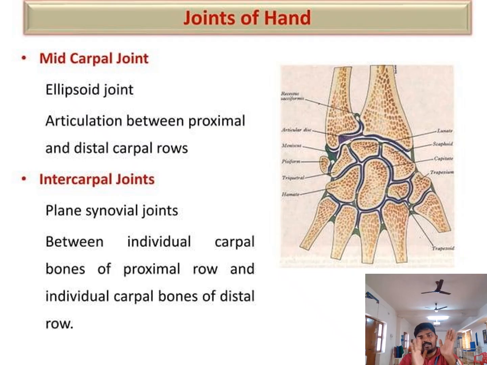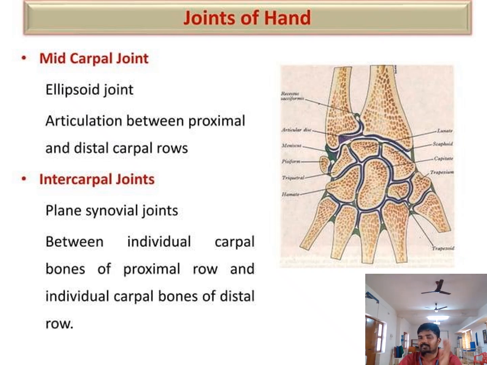Okay. In the last class we saw about the wrist joint and the mid-carpal joint. This class we will see about the joints of the hand, the entire hand. First joint is the mid-carpal joint. Where is the articulation? The articulation between the proximal row and the distal row of the carpal bones is called the mid-carpal joint.